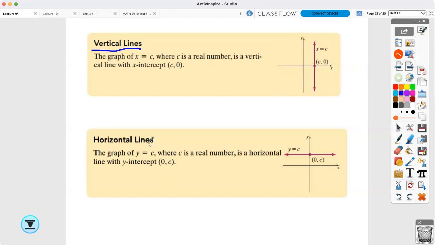We already talked about horizontal lines in the past, but this is just another way to write it again so you can see it again and utilize it. I'm gonna give you guys about 3 minutes on this slide before we move on.